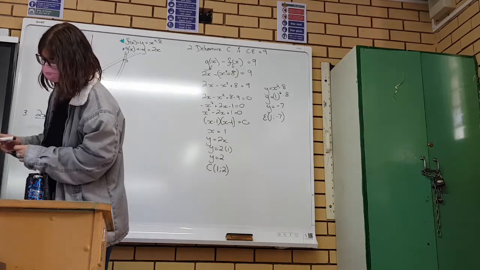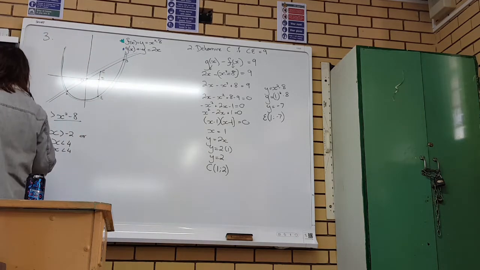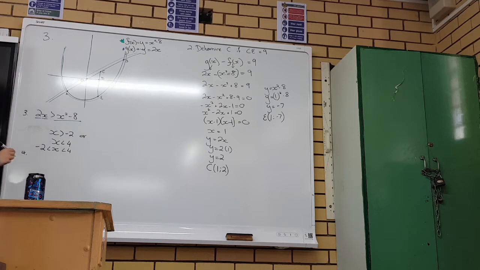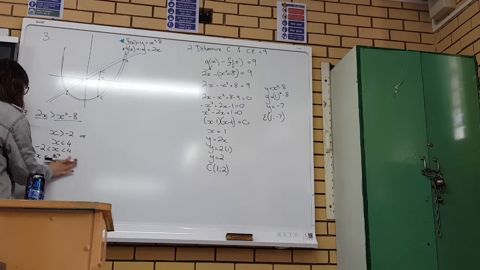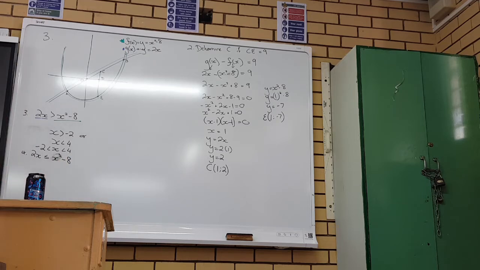Alright, let's do the next one. So the next one is 2x less than or equal to x squared minus 8. Alright, 2x is less than or equal to x squared minus 8. Negative 2 over there, because that's this x value there.